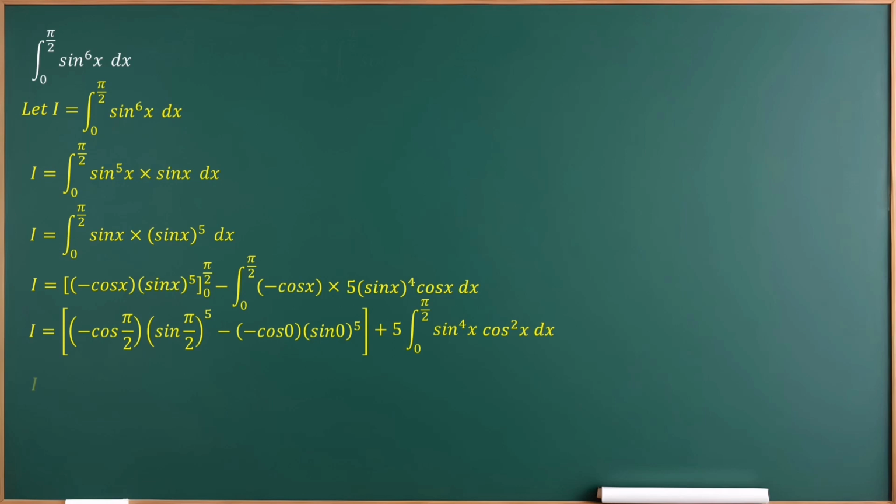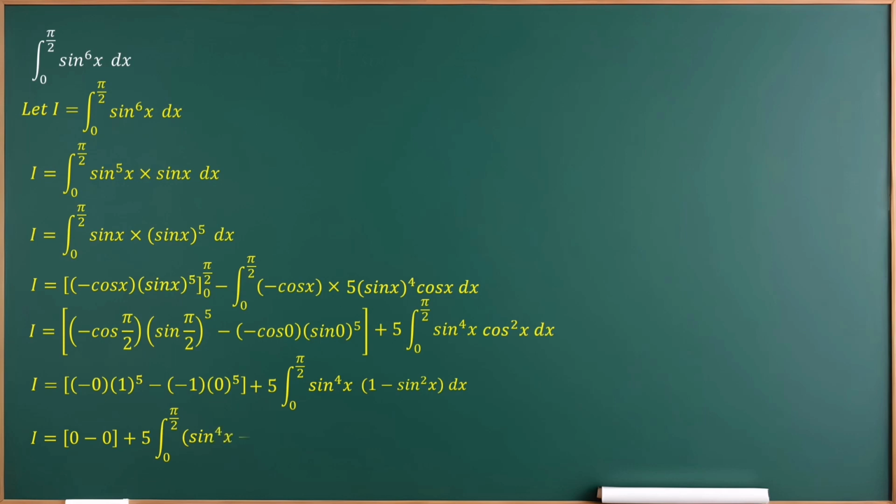Then we can write minus 0 times 1 to the power of 5 minus within bracket minus 1 times 0 to the power of 5. Plus 5 times integral sine to the power of 4x times instead of cos squared x we can write 1 minus sine squared x. Then we can write I equals 0 minus 0 plus 5 integral. Now we can remove the brackets and get the result sine to the power of 4x minus sine to the power of 6x.